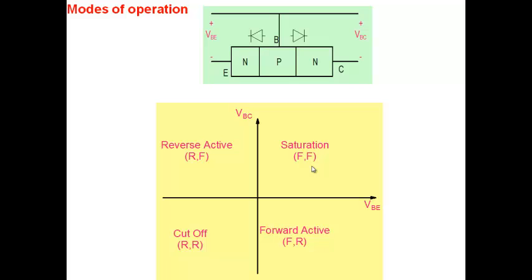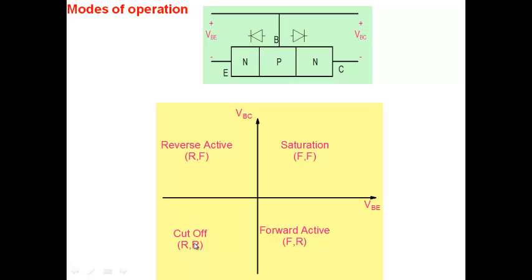And when base emitter junction is forward biased, collector base junction is reverse biased, negative here, then we call it a forward active mode. Here, FR, reverse active is when base emitter junction is reverse biased, collector base junction is forward biased, so we have reverse active, and cutoff is when both junctions are reverse biased here.